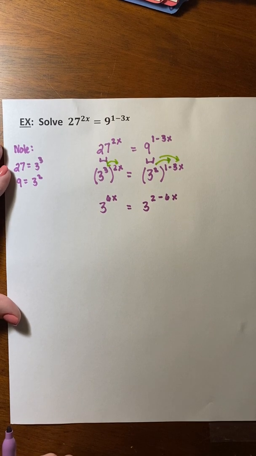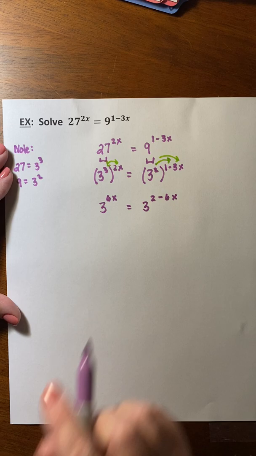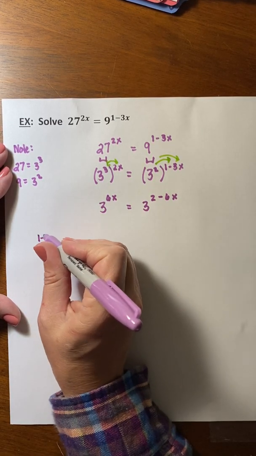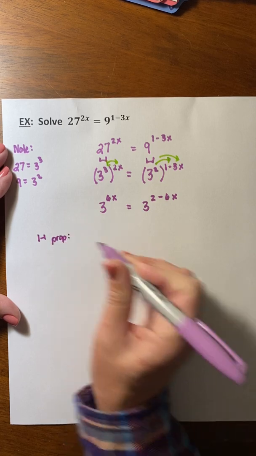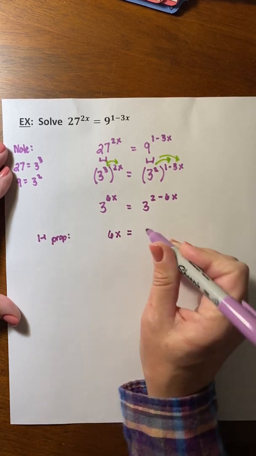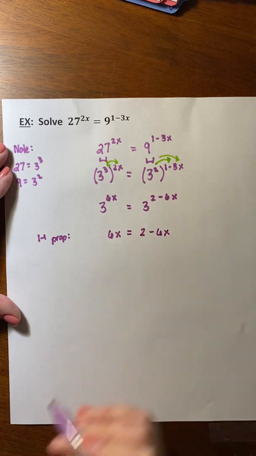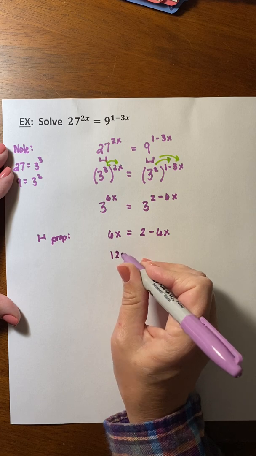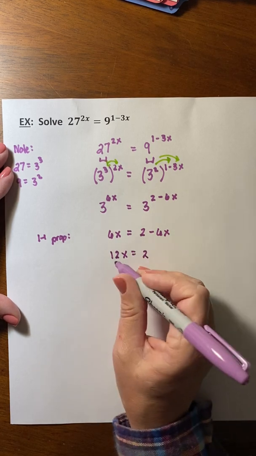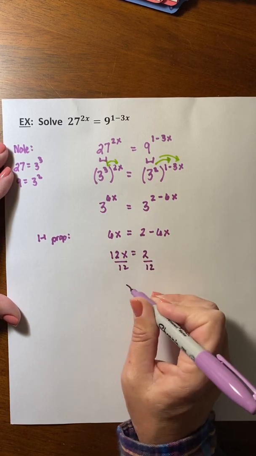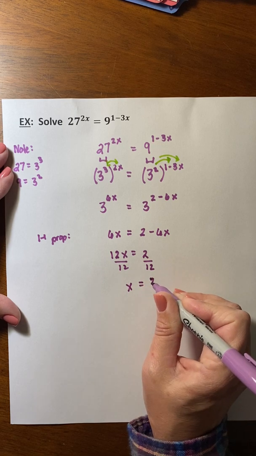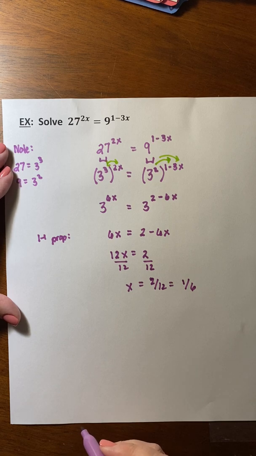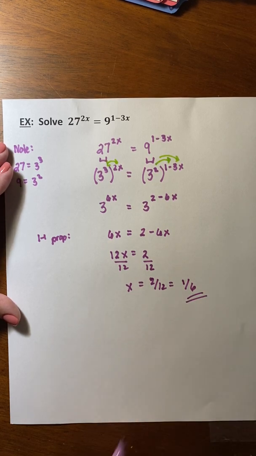Now that we have it all straightened out, we have no parentheses. We have 3 to some power equals 3 to what looks like a different power. By the one-to-one property, we can now set the exponents equal. 6x must equal 2 minus 6x, and we solve for x. I will add 6x to both sides, and I get 12x equals 2. Divide by 12, and I get x equals 2/12 or 1/6. All right, so that is my final answer.